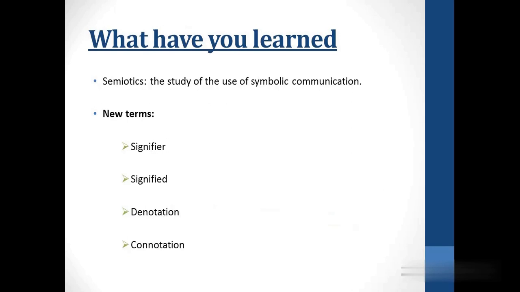So far, we have learned semiotics as a method of study or analysis of signs and symbols. We also came across some new terms such as signifier, signified, denotation, connotation, along with their categories and examples.